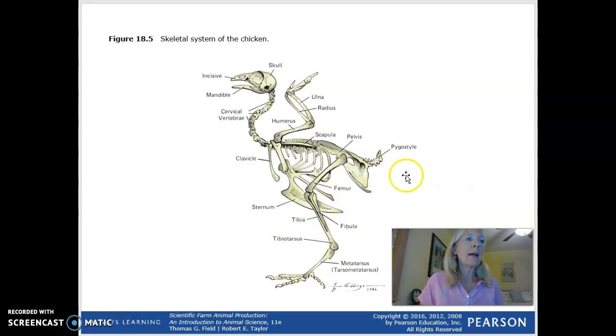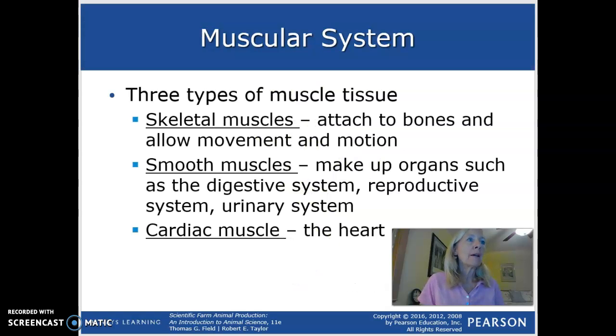So we ended on this slide and we were talking about the fact that birds have hollow bones, which is an adaptation to flight. So let's go on to another body system, a fascinating one, the muscular system. In your body, and mammals have, three different types of muscle tissue.